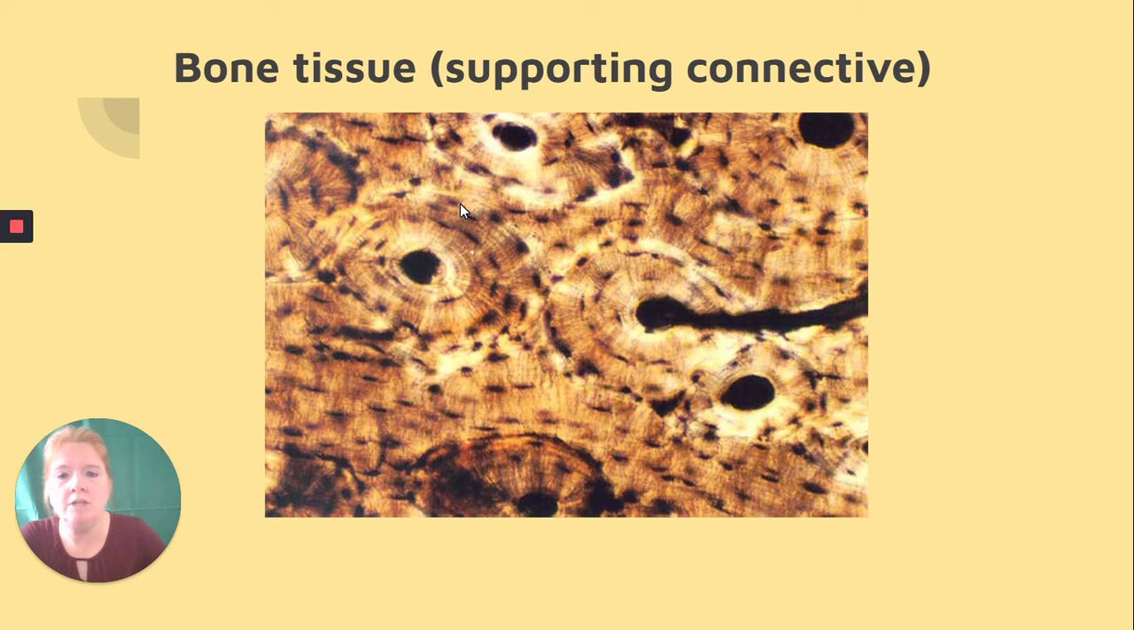Bone tissue. The only kind of bone tissue I'm going to ask you to remember is the kind that looks like tree rings. So we have the center piece and then what looks like tree rings circling out from that center part. We will talk more about this structure when we do the skeletal system, but this is how you would identify bone tissue.